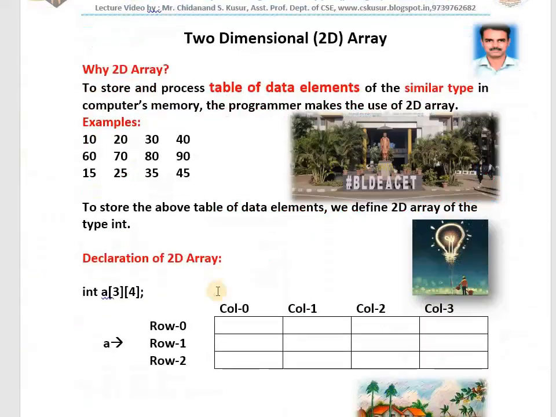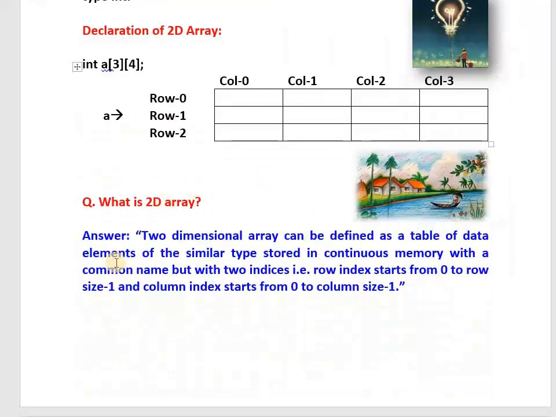In today's class I taught you what a 2D array is. A 2D array helps us to store a table of data elements of the similar type. Look at the first example. To store these values in T with 3 rows, 4 columns, we have allocated the memory, we have not stored the values. But see what the answer for this question is. Like this we have to write.